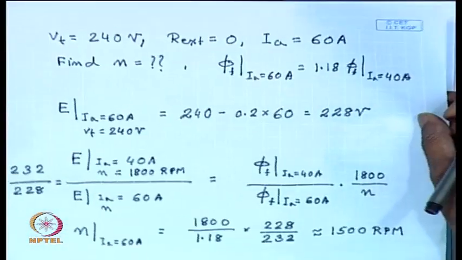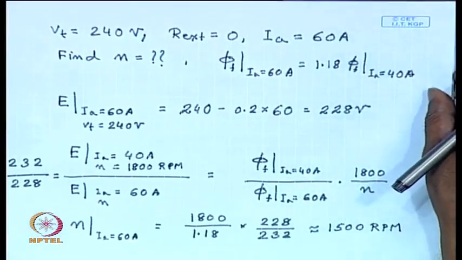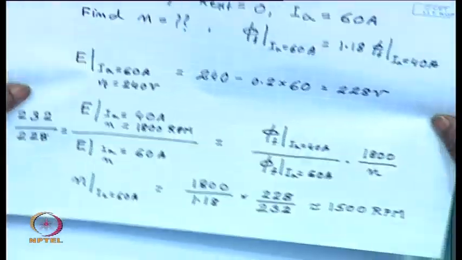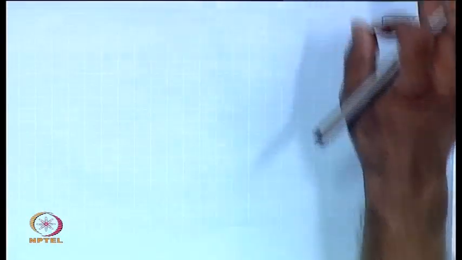So, this is how you can control the speed of a DC series motor by connecting external resistance. Let us look at some calculation regarding the other method of speed control, that is when you connect the field windings in series parallel combination.